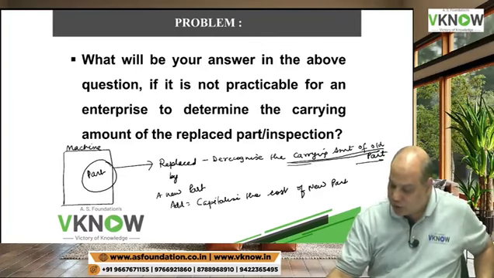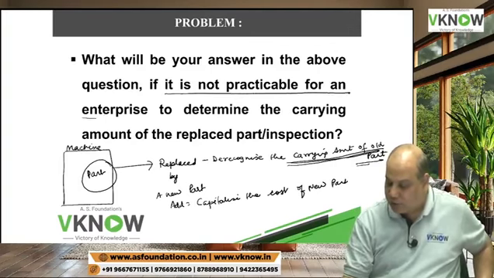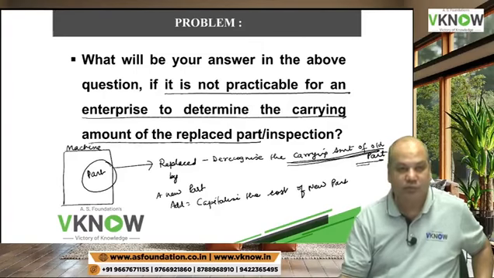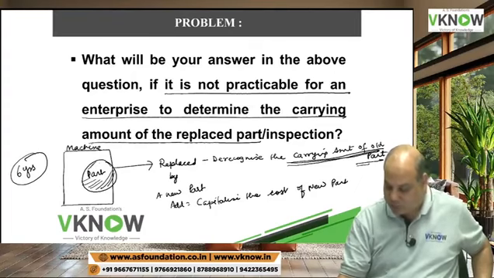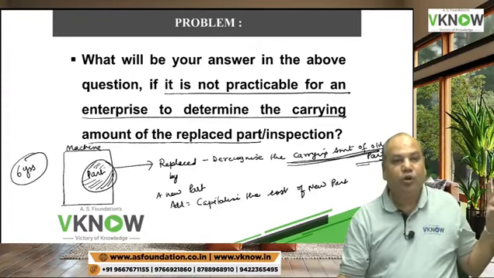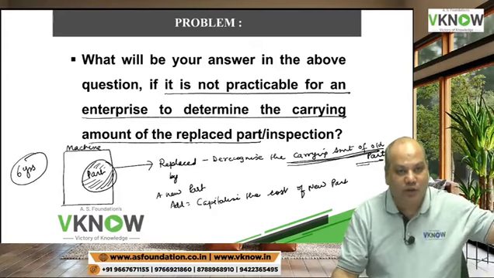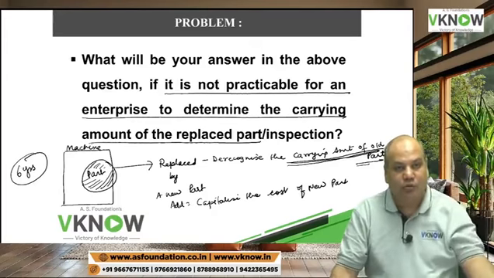how do I calculate the carrying amount of the old part if it is not practicable for an enterprise to determine the carrying amount of the replaced part? After suppose 6 years, we are replacing this part and we have not calculated when we had purchased it 6 years ago, what was the cost?